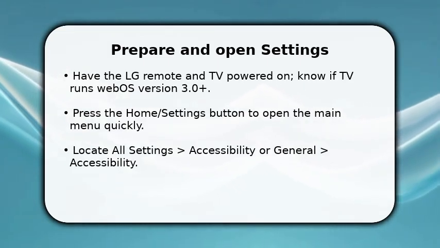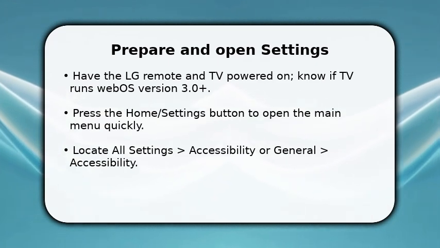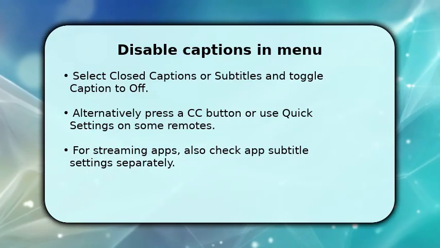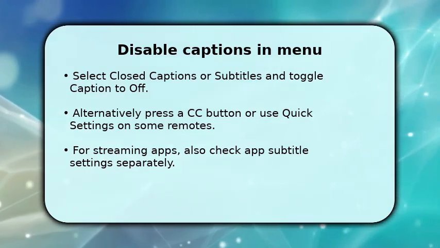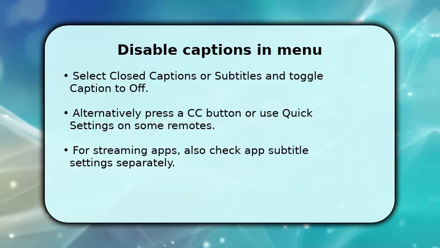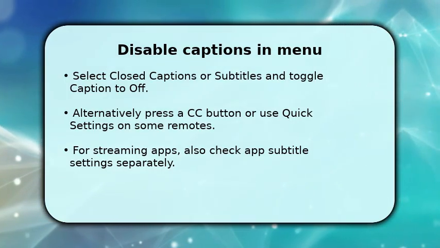That's the next step. You now toggle captions off inside the Accessibility or Subtitles menu. Select Closed Captions or Subtitles and switch Caption to Off, then Apply or back out to save. This removes TV-generated captions. If your remote has a CC button, try it for a faster toggle.